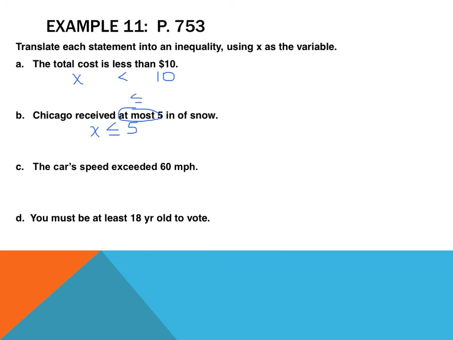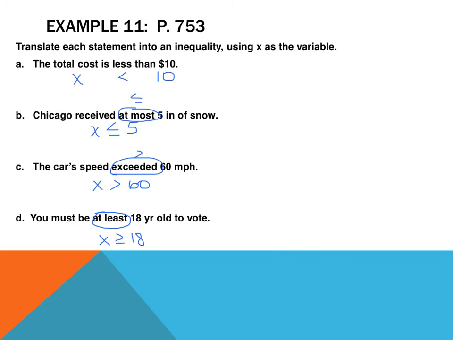The car's speed exceeded 60 miles per hour. So the car's speed is x. Exceeded means it was more than 60 miles per hour, so greater than 60. And you must be at least 18 years old to vote. So age is at least 18 means 18 or older. So greater than or equal to 18.